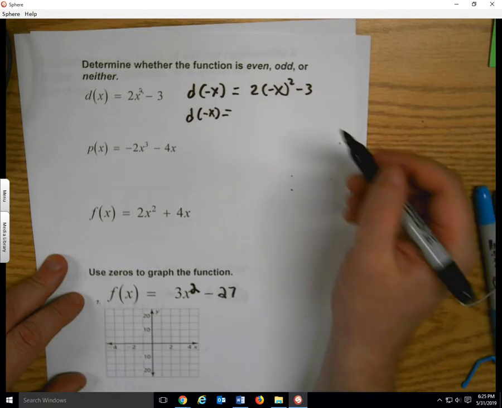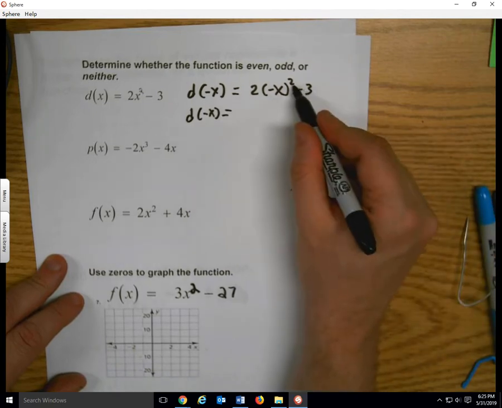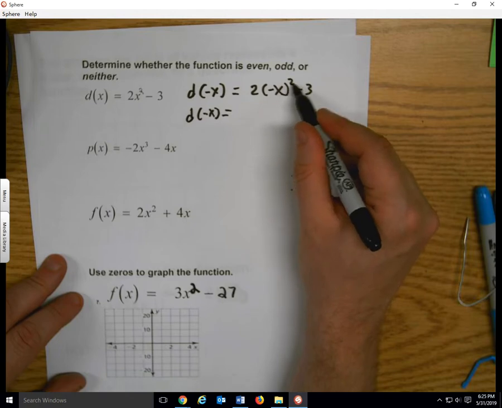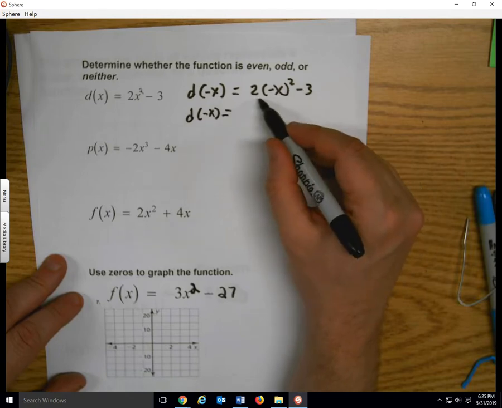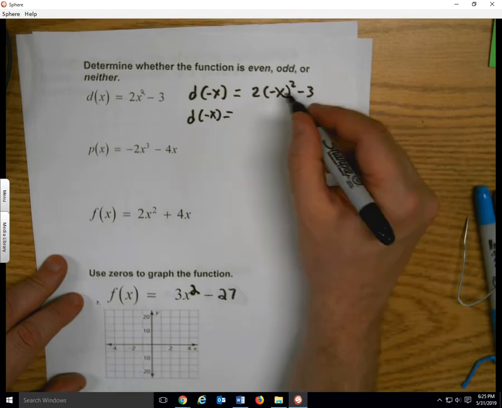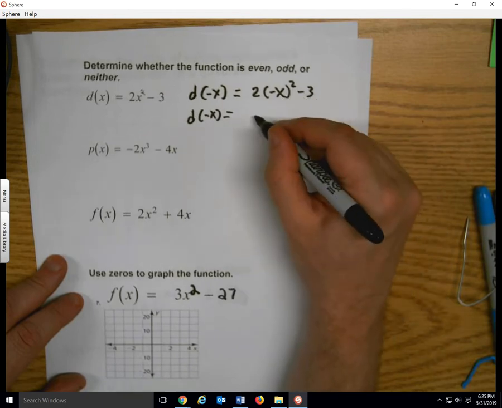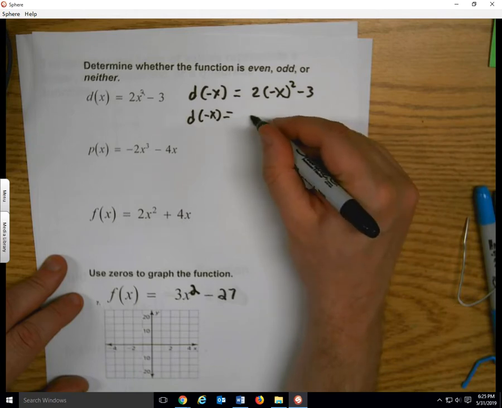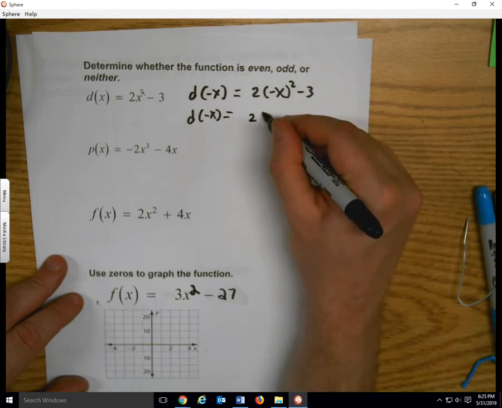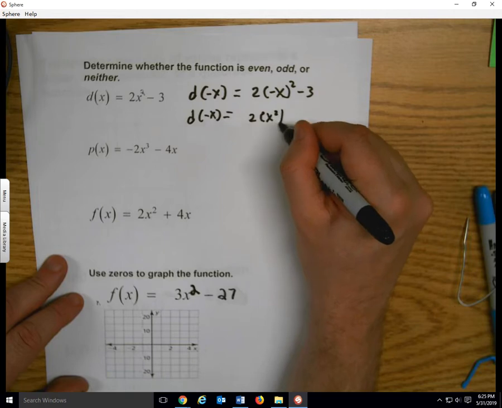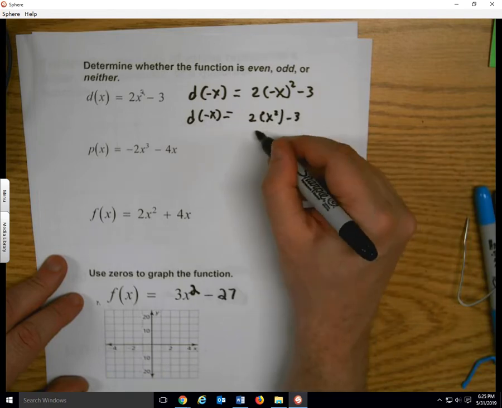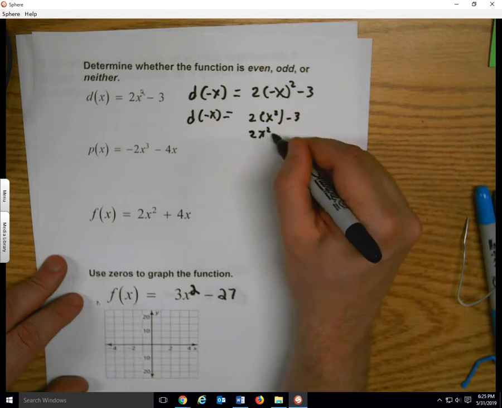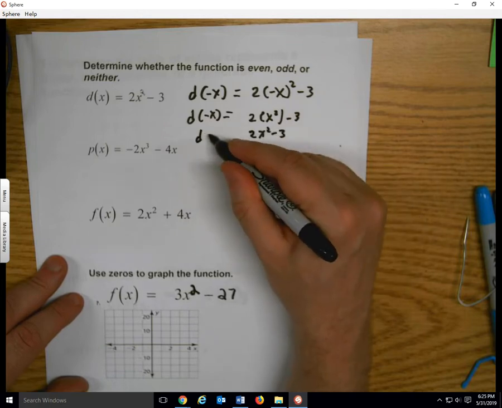What is the order of operations? Should I subtract, multiply, or do powers first? Well, if you remember it as please excuse my dear Aunt Sally, you would do exponents before you multiply. You do multiply before you subtract. So what's a negative x squared? It would just be x squared. So we have 2 times x squared minus 3. 2 times x squared is just 2x squared minus 3. We'll bring down this d of negative x.